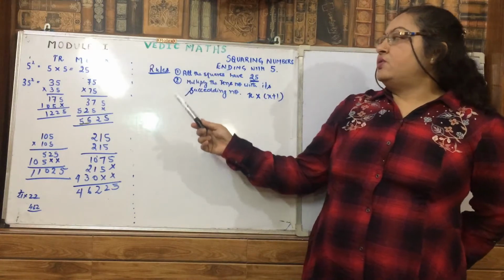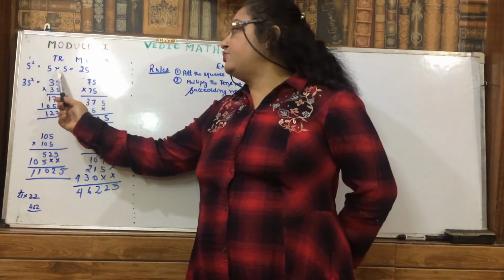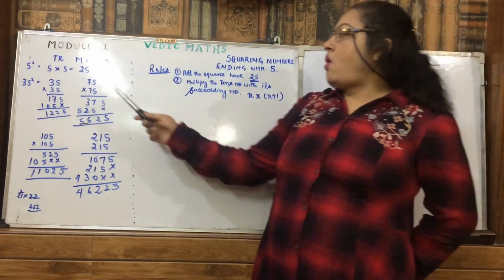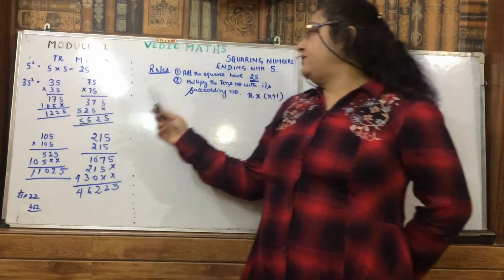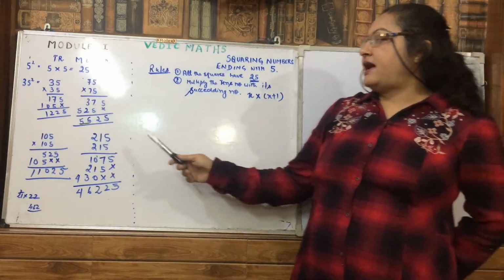Now everybody knows that 5 square, 5 into 5, is 25. So all numbers ending with 5 will have 25 at its end.